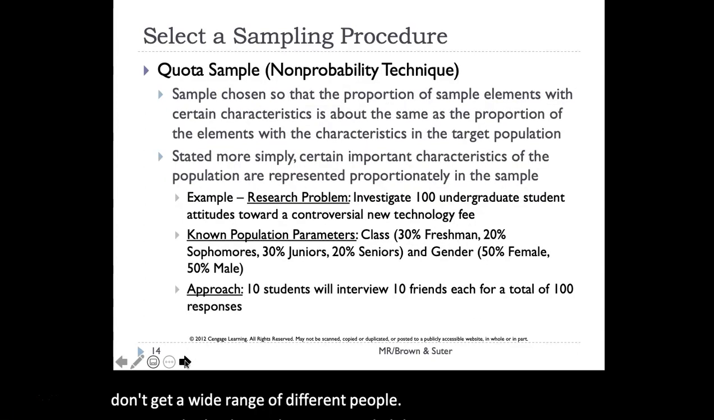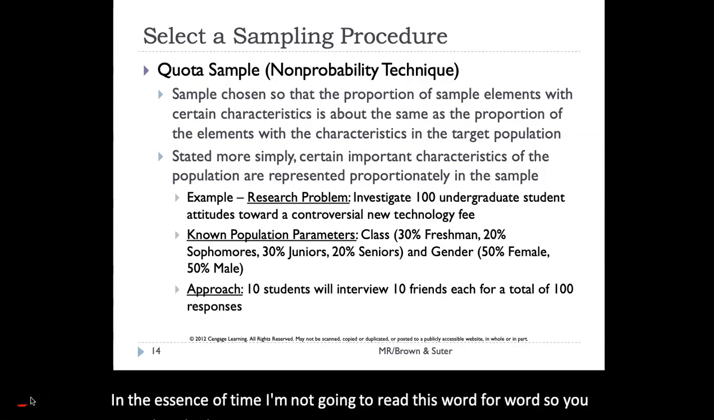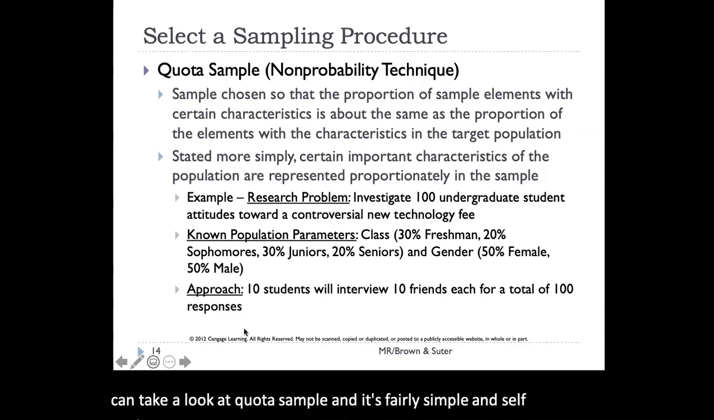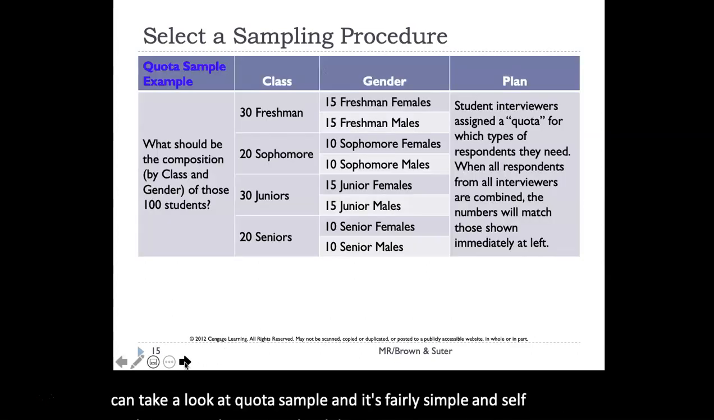Quota sample, again, another non-probability technique. And in the essence of time, I'm not going to read this word for word, so you can take a look at quota sample, and it's fairly simple and self-explanatory in the text on the slide. This is just another example of a quota sample where you take the quota from the composition of the population here, talking about freshmen, sophomores, juniors, and seniors, and so forth.